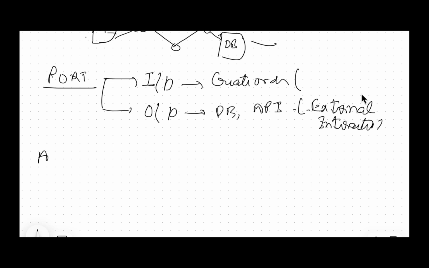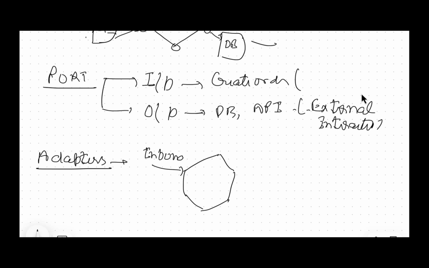Now coming to adapters. What are adapters? Adapters implement these ports. An adapter is nothing but an implementation of the ports. Inbound adapters bring requests into the system. When I say system, I mean your hexagon. Whatever is coming from the outside is called an inbound adapter. Whatever is coming to the port is an inbound adapter. What is going out of the port is called an outbound adapter.